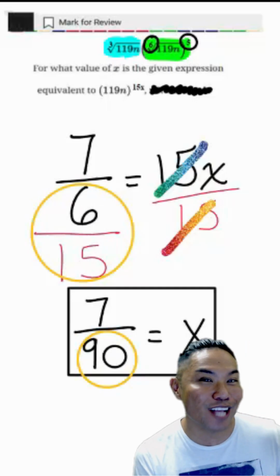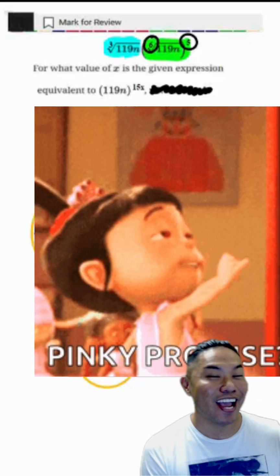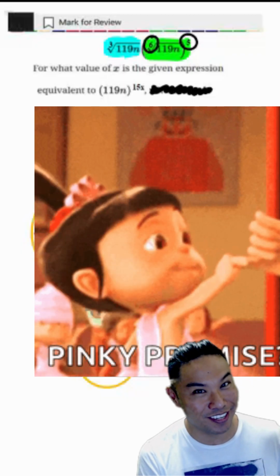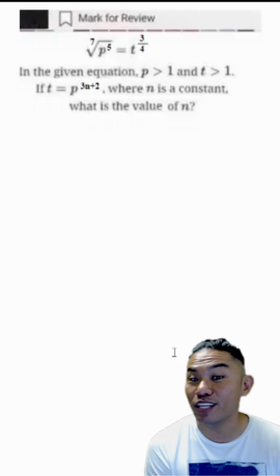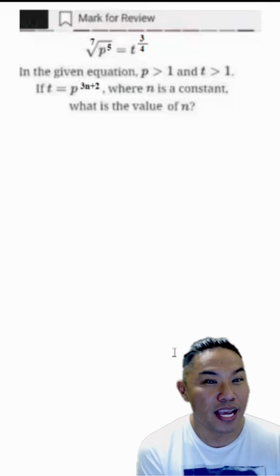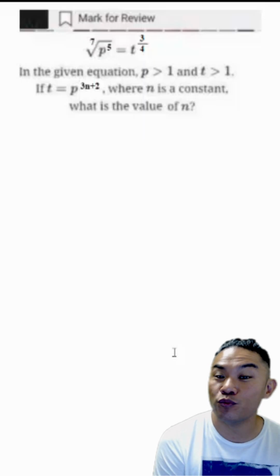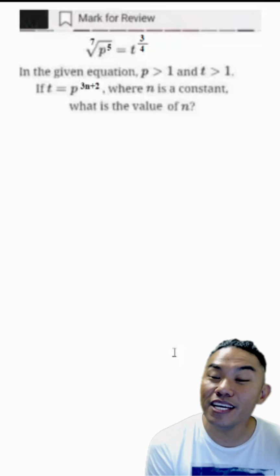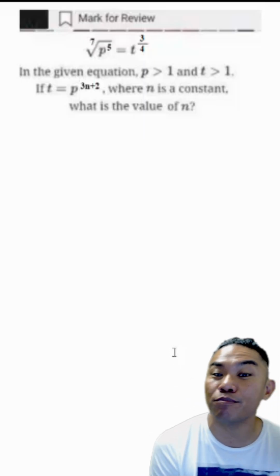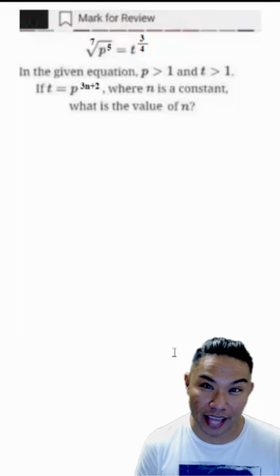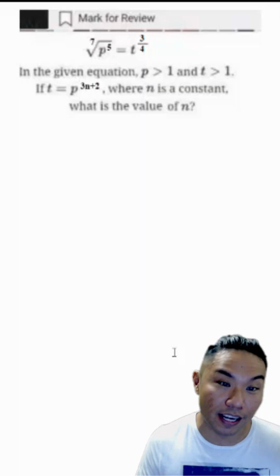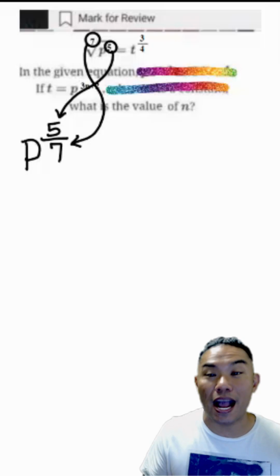Now let's do one last one that's the hardest of the hard, and I promise you I'm done after this. Scout's honor. The question reads, p to the 5th root 7 is equal to t to the 3/4 power. In the given equation, p is greater than 1 and t is greater than 1. If t is equal to p to the 3n plus 2 power, where n is a constant, what is the value of n? First, let's take out the unnecessaries and convert everything into a fractional exponent.